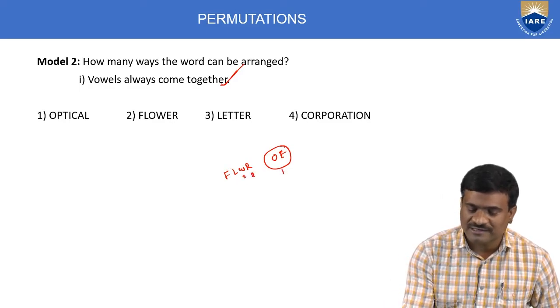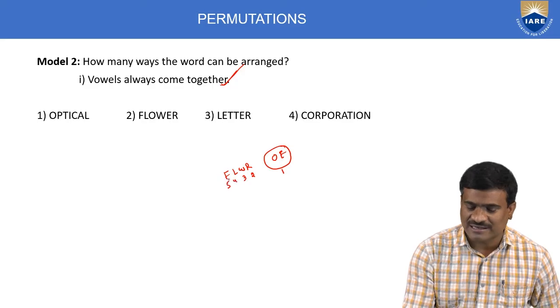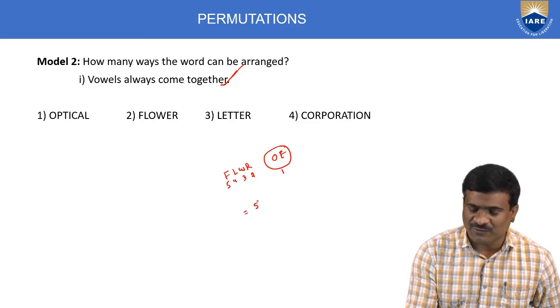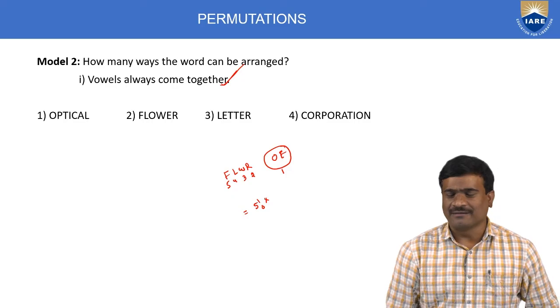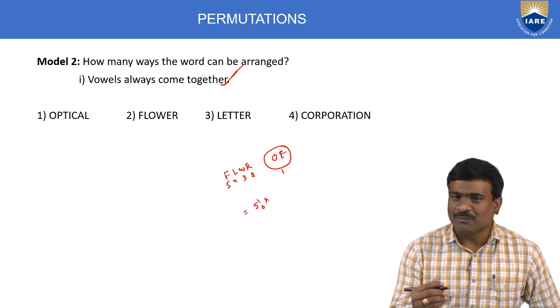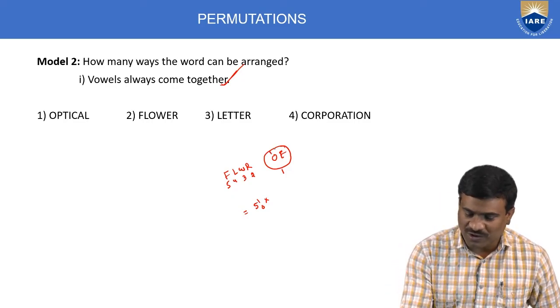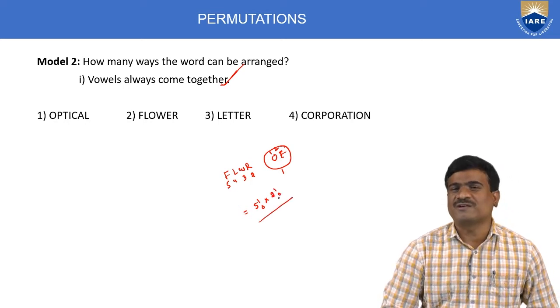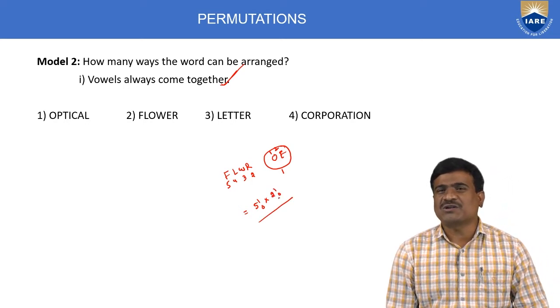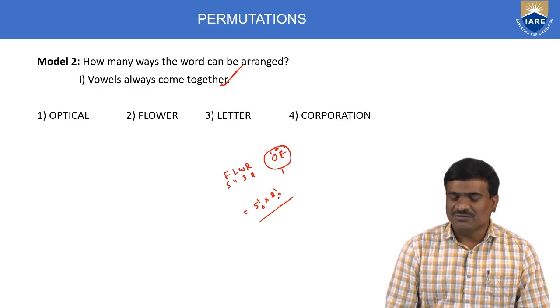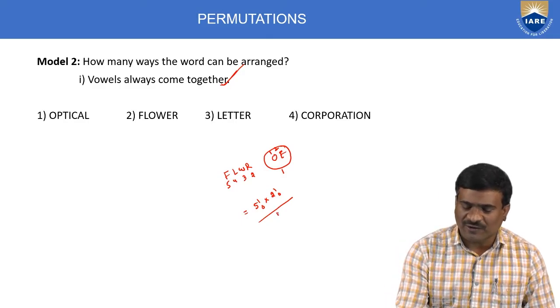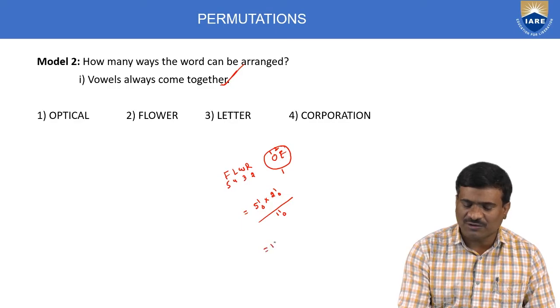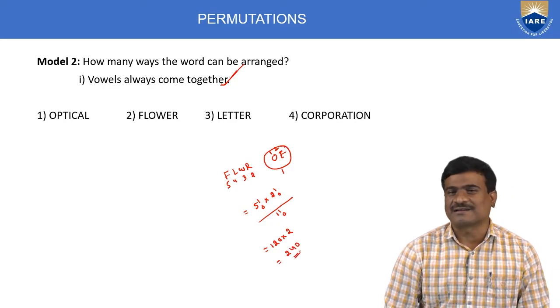Total number of letters in flower, 5 letters. 5 letters arranged in 5 factorial. Second, here OE, number of vowels 2, so 2 vowels arranged in 2 factorial. And in the denominator, always write the repetition of letters in flower. There is no repeated letter, so 1 factorial. 5 factorial is 120, 2 factorial is 2. 120 into 2 is 240. 240 is the right answer.